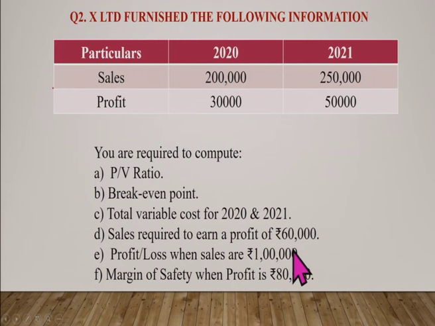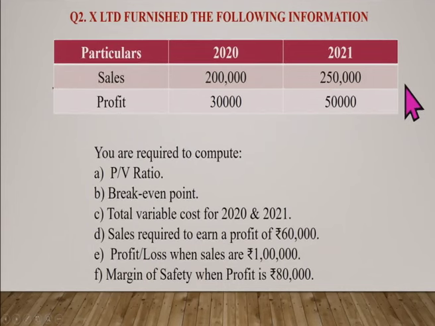See, when the sales are 1 lakh here, sales 2 lakhs in 2020 and 2,50,000 in 2021. When the sales are 2 lakhs, the profit is equal to 30,000, and when the sales are 2,50,000, the profit is equal to 50,000. If the sales are only 1 lakh, what is the profit? So that we have to calculate.